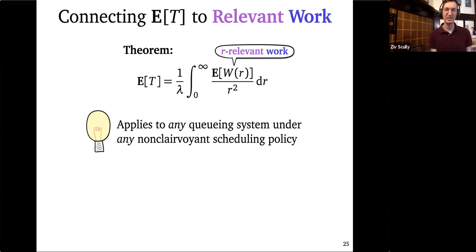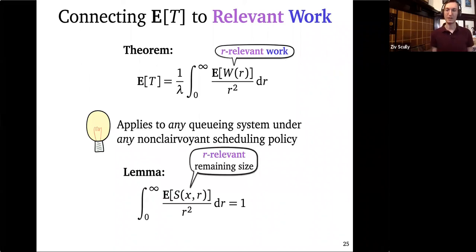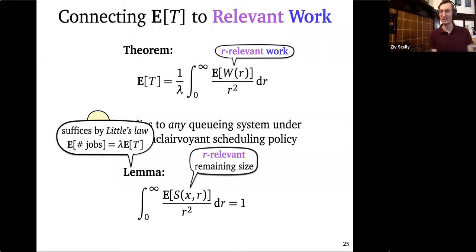And the key lemma behind this theorem. So basically this theorem is about the total amount of work in the system. And the key lemma behind it is looking at a single job's R relevant remaining size. And it says that if you take a single job in some state X and look at its expected R relevant remaining size, you do the same type of integral, you get 1.